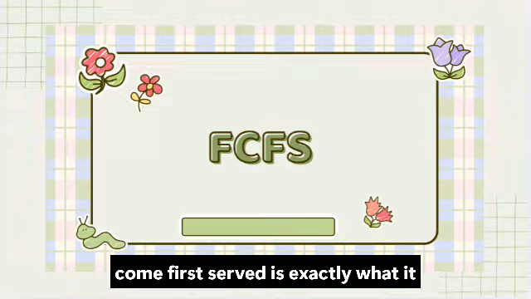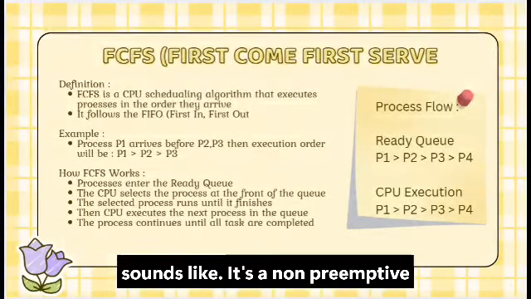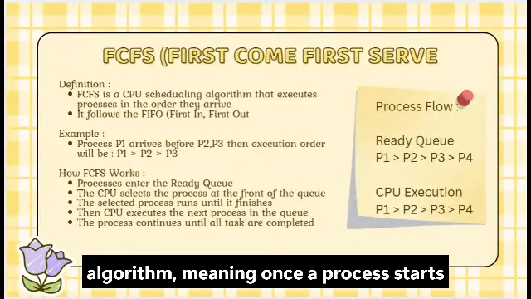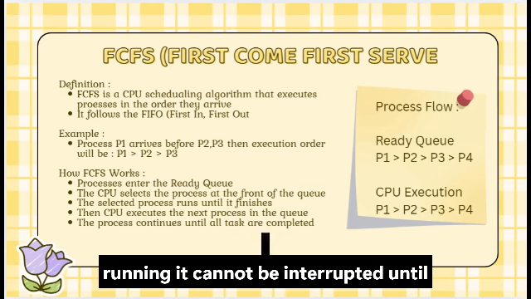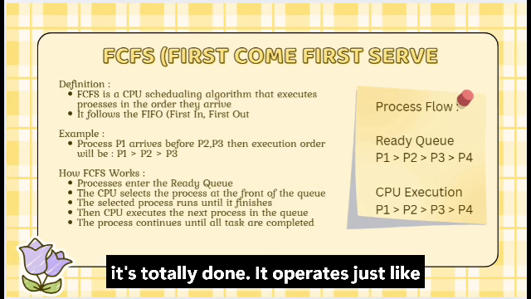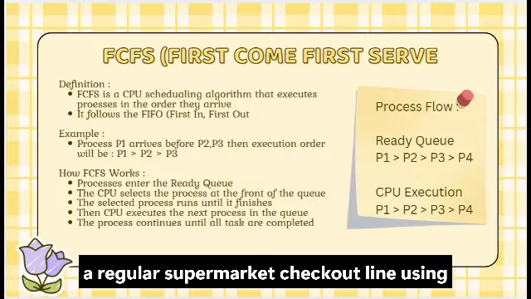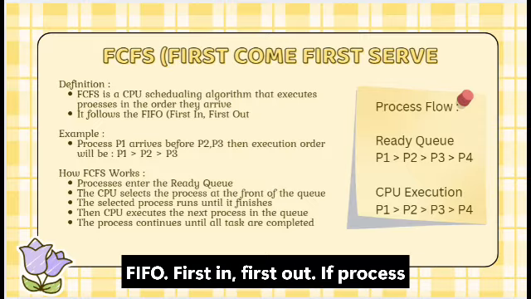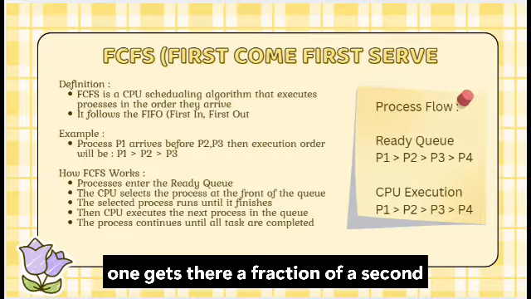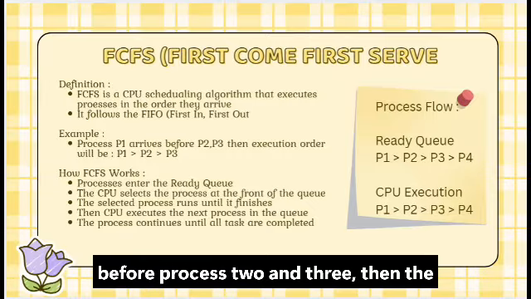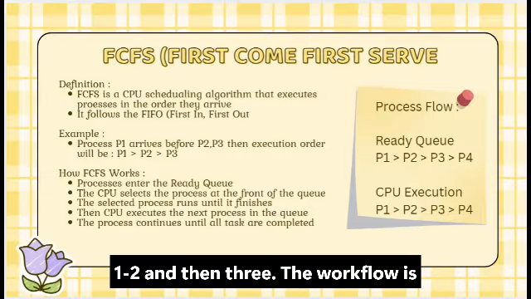First come, first served is exactly what it sounds like. It's a non-preemptive algorithm, meaning once a process starts running, it cannot be interrupted until it's totally done. It operates just like a regular supermarket checkout line using FIFO, first in, first out logic. If process 1 gets there a fraction of a second before process 2 and 3, then the CPU handles them strictly in that order: 1, 2, and then 3.